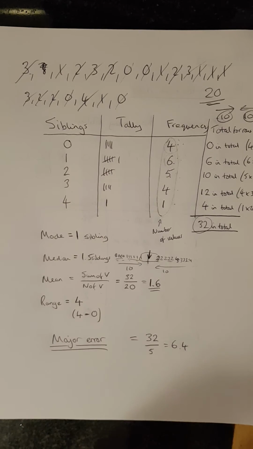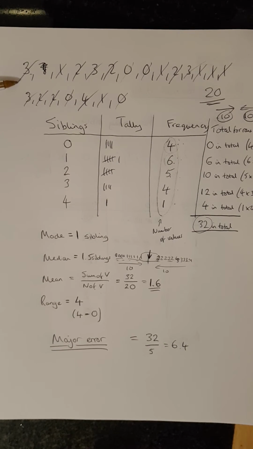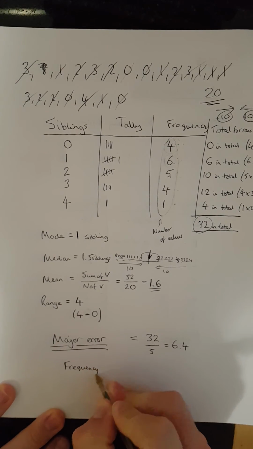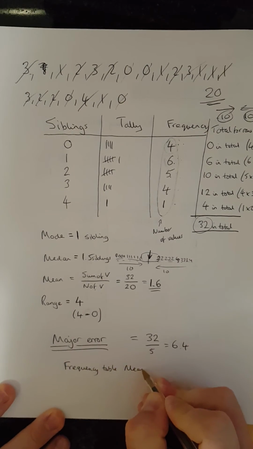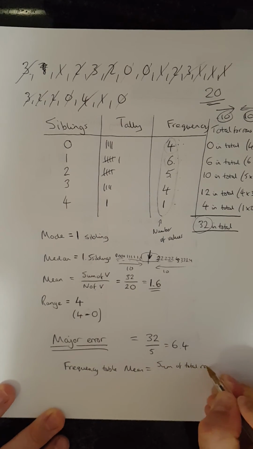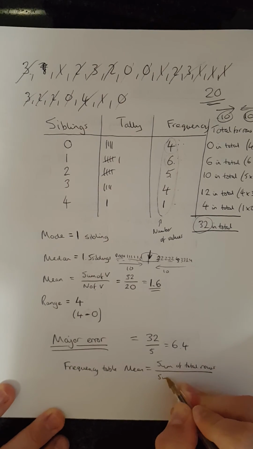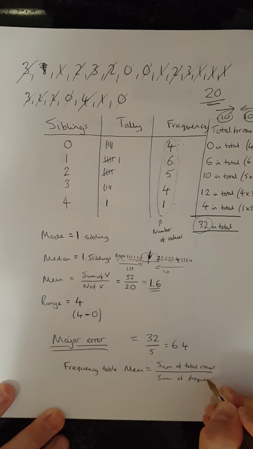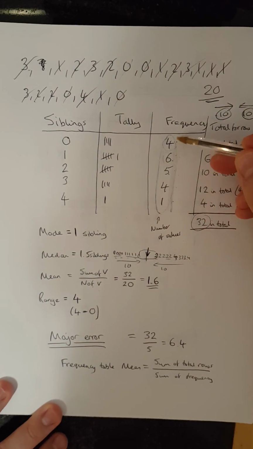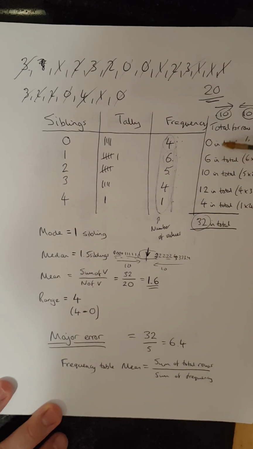Now look at all the actual individual data at the start. Could the mean be 6.4? Well, if your highest value is 4, the average can't be 6.4. So, when you're using a frequency table, the mean is the sum of the total rows divided by the sum of the frequency. There's the sum of the frequency for the number of values, and the sum of the total rows is here.